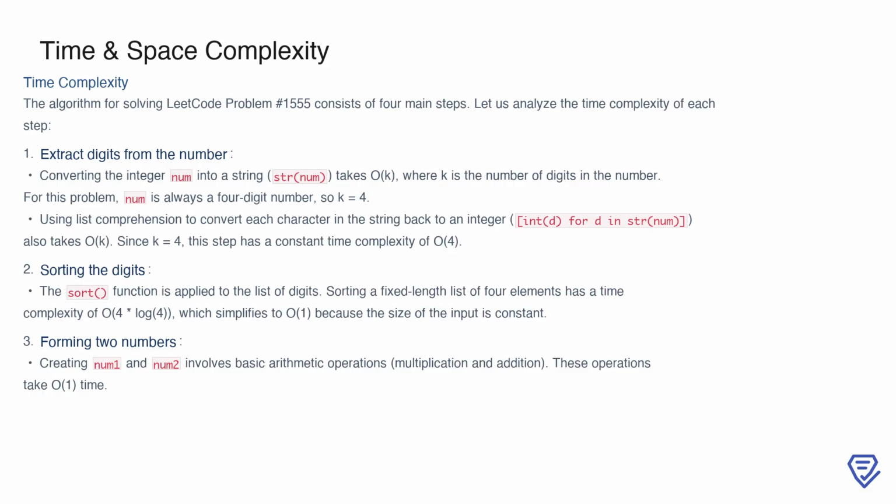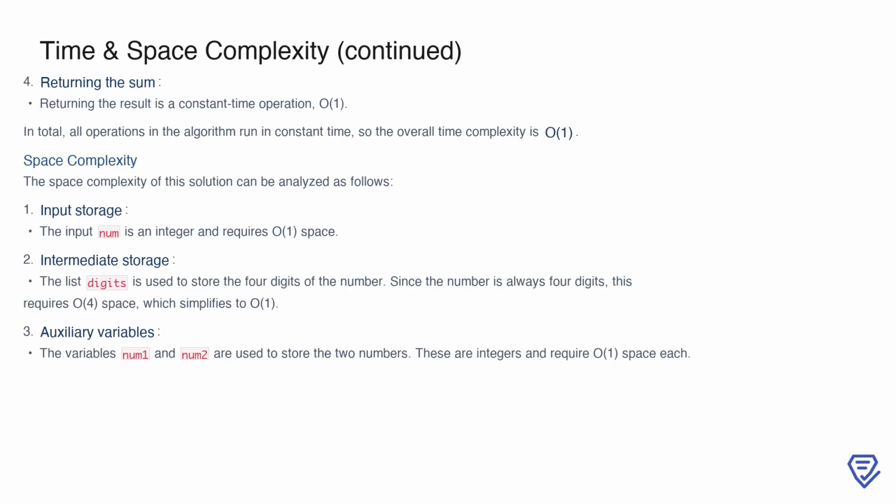Next, we sort the list of digits. Sorting a fixed-length list of 4 elements has a time complexity of O(4 log 4), which simplifies to O(1), because the input size is constant. Finally, we form two numbers by combining the digits using arithmetic operations like addition and multiplication. These operations are constant time, O(1). Returning the sum of the two numbers is a single operation, which completes in O(1) time. Adding up the time complexities of all these steps, we see that the entire algorithm runs in constant time, or O(1). Now, let's turn to the space complexity.